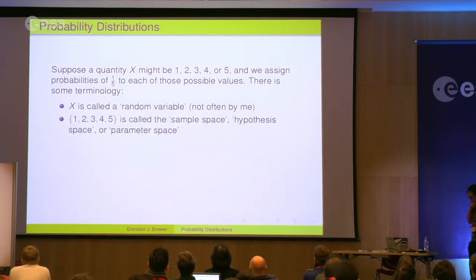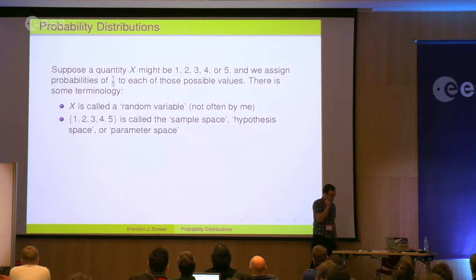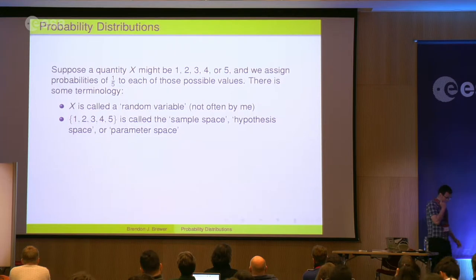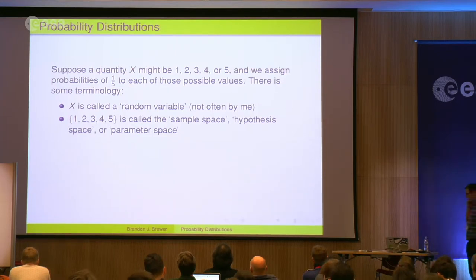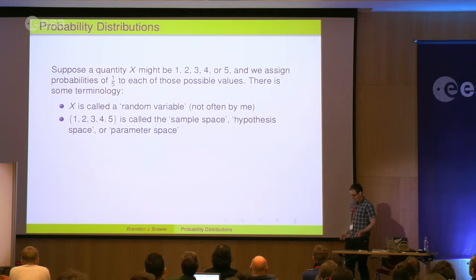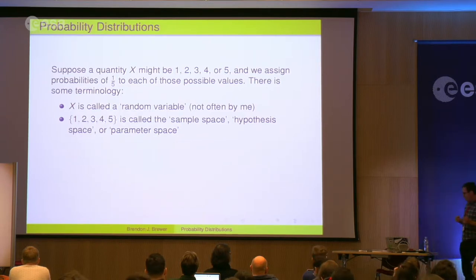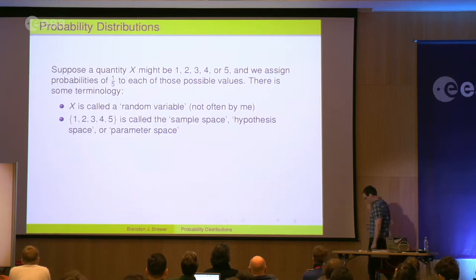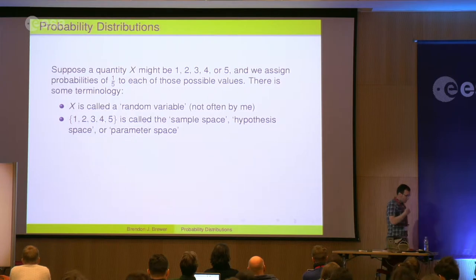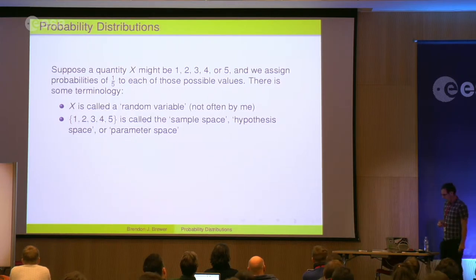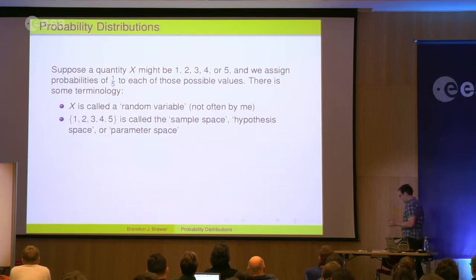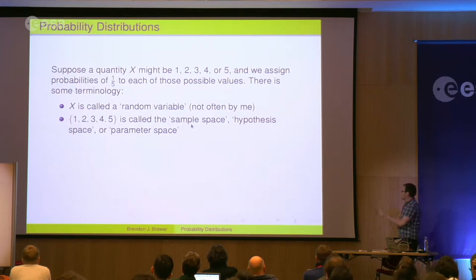There are different names for the space or the set of possibilities that X might take. So in most statistics literature, it'll be called the sample space. And the reason for sample space is that statisticians think of there being populations out there from which you draw examples and you look at them. And those examples that you see are the samples. So suppose there are a bunch of people out there, and I choose one, and I measure their height, then the sample space is the set of possible height measurements that I might have got.